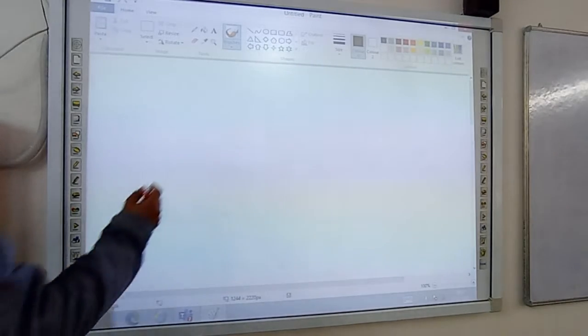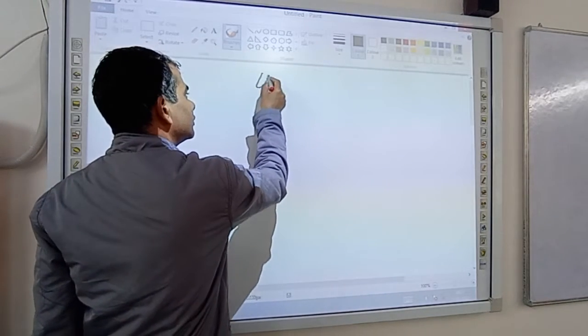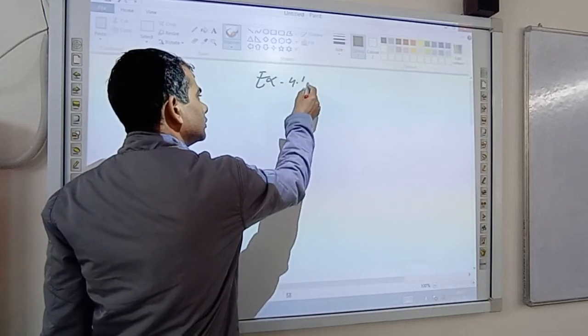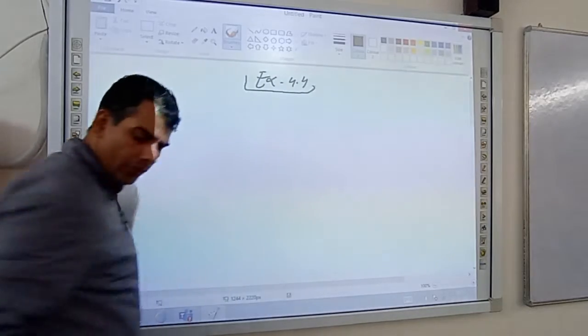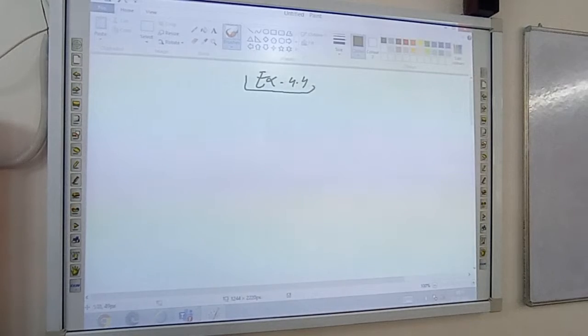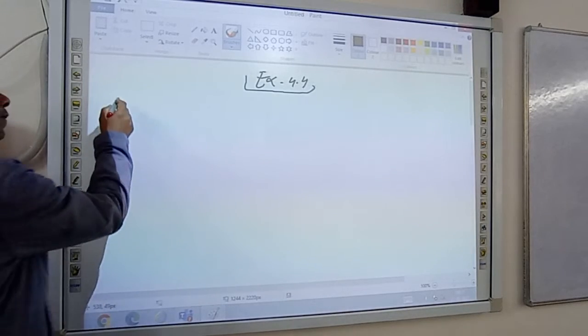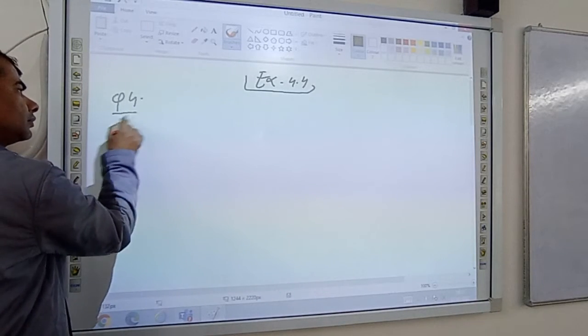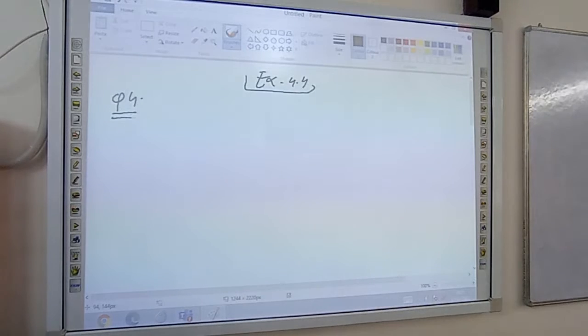Exercise 4.4. Question number 4. Is the following situation possible? If so, determine their present ages.